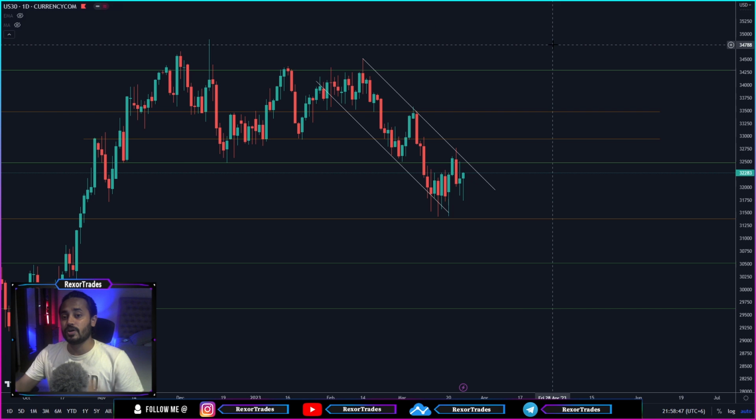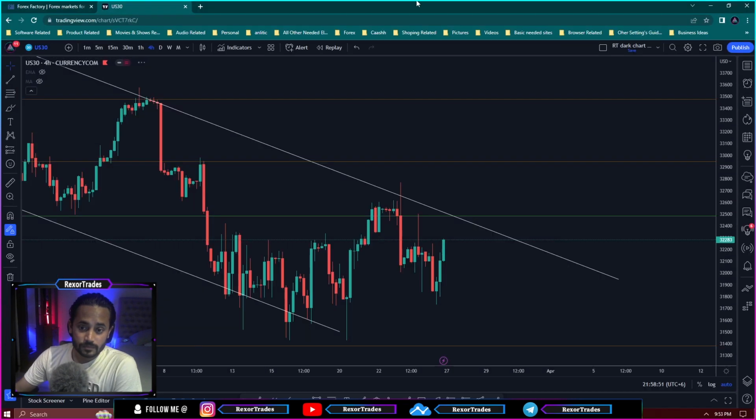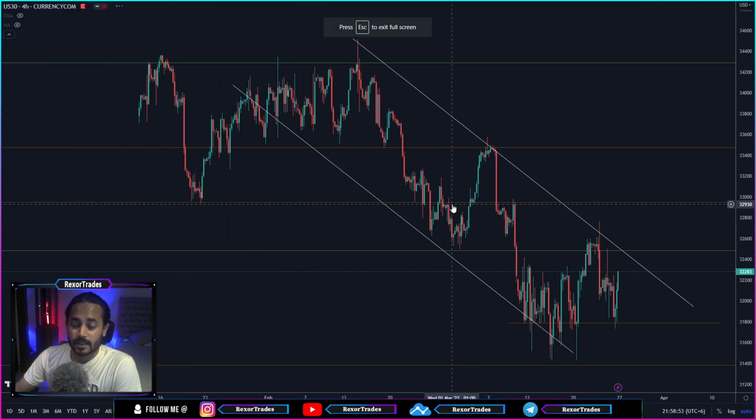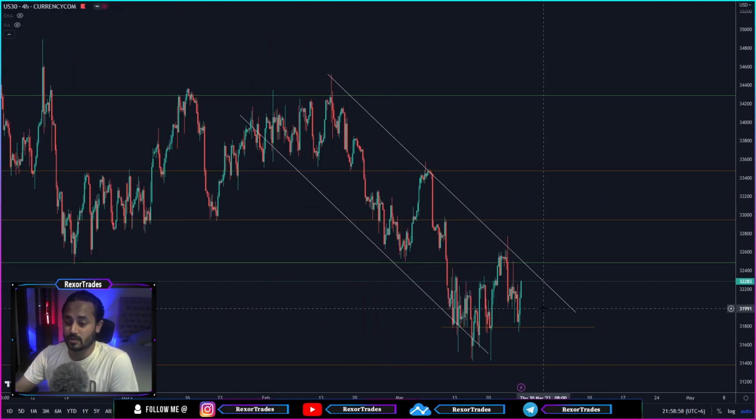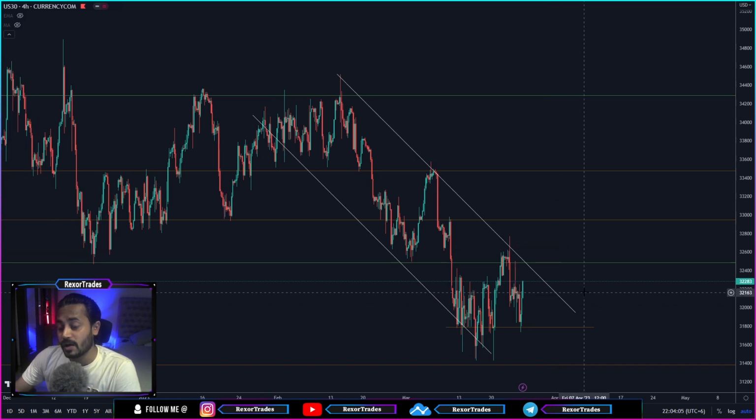Now if we go to an even shorter time frame like a 4-hour time frame, now we can see the same key levels and zones and also the same downtrend channel over here. So on the upcoming week, if US30 continues to respect this area as its resistance, then it would also be respecting this downtrend channel as well. And in that case, we could start to look for trades on the short side.